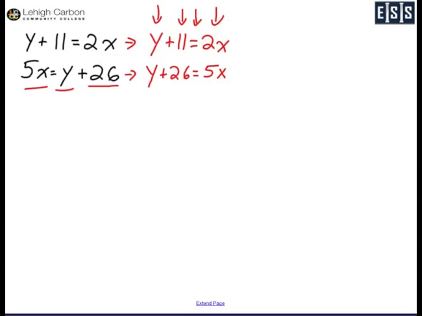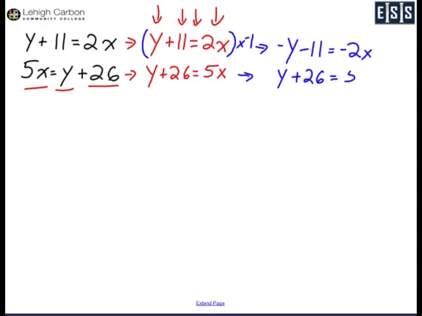So now I want to be able to add these together and have something cancel out. I have 2x and 5x, they're not going to cancel out easily. I have y and y, that can work quite nicely if I take one of my equations and multiply everything by negative 1. This is going to become negative y minus 11 equals negative 2x. Just multiplied everything by negative 1. I'm going to keep my second equation the same. Y plus 26 equals 5x.